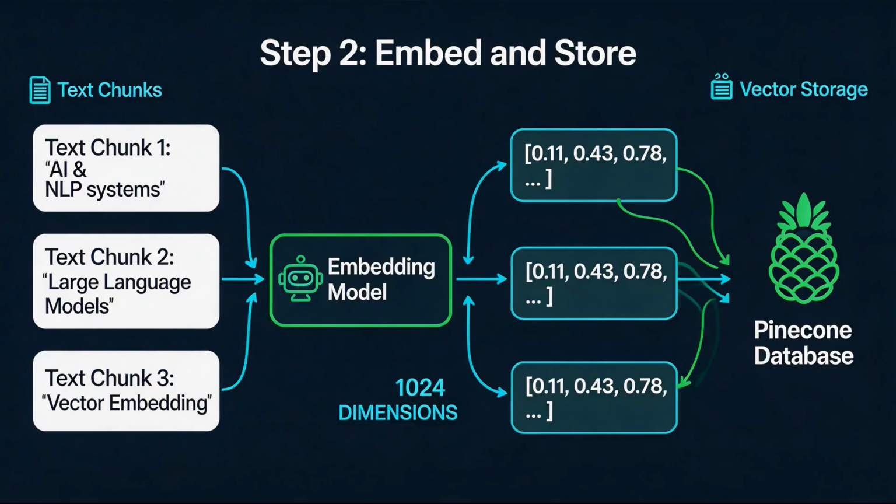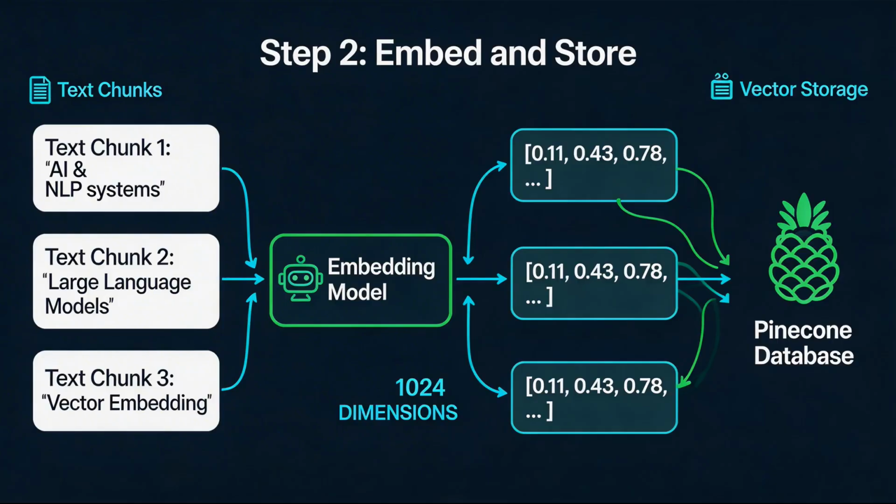Step 2. Embed and store. Each chunk needs to become a vector, a list of numbers that captures its meaning. We use an embedding model for this. LangChain connects to Pinecone with just a few lines of code. You create a Pinecone index, choose your embedding model, and then call from documents to embed all your chunks and store them in one operation.